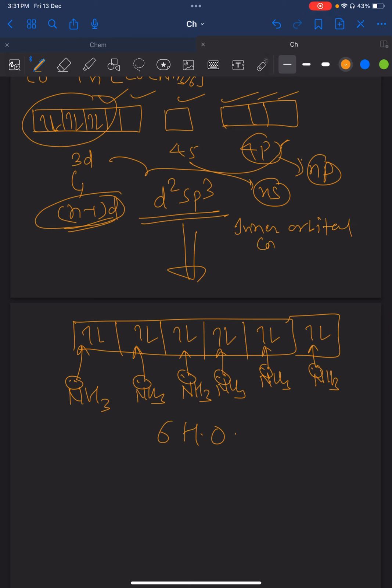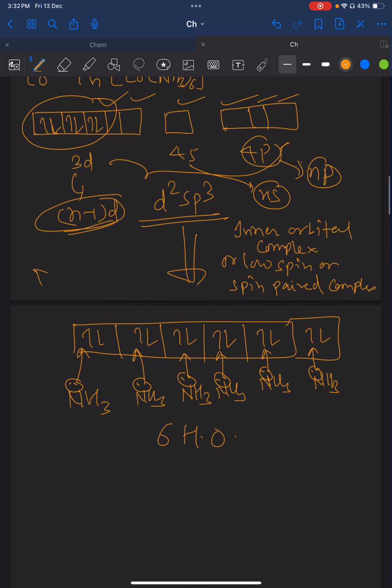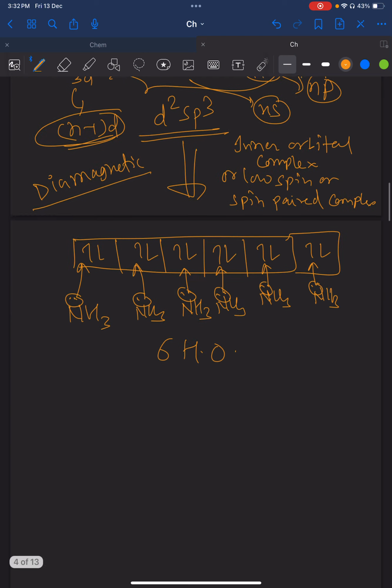We call it inner orbital complex, or we also call it low spin or spin paired complex. Now, because there are no unpaired electrons, this is diamagnetic. So let me give you the orbital picture of this.